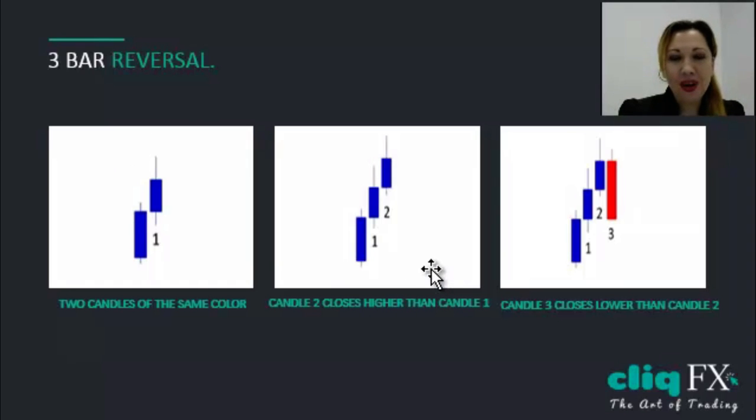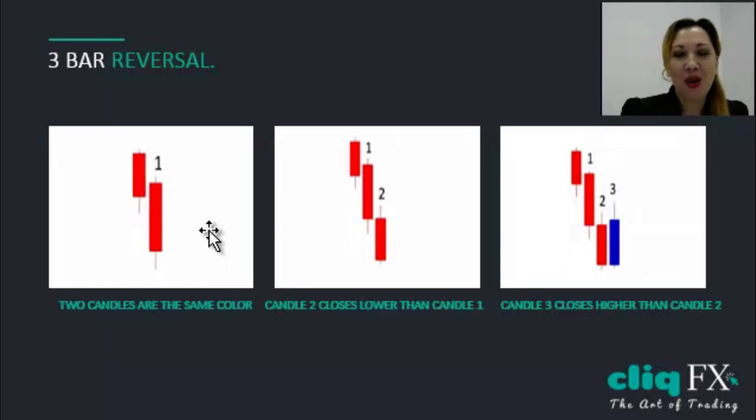Condition number 2. Candle number 2 must close higher than candle 1. Condition number 3. Candle 3 must close lower than the candle 2. It's very easy. It works the same way on the previous downward movement. Appearance of the candle 1, candle 2 closes lower, and the candle 3 closes higher. Okay.